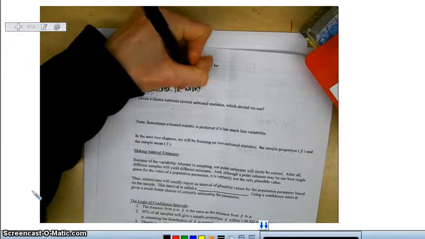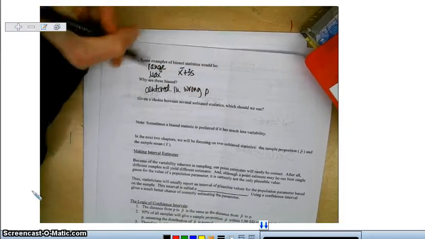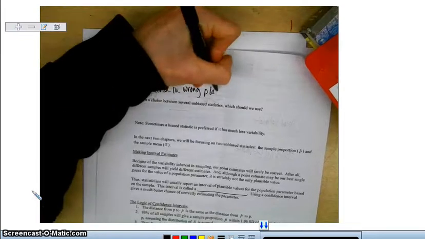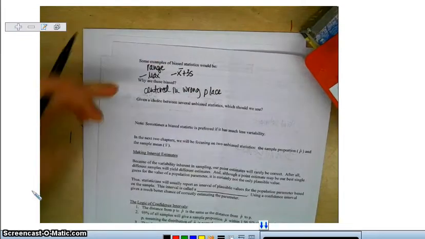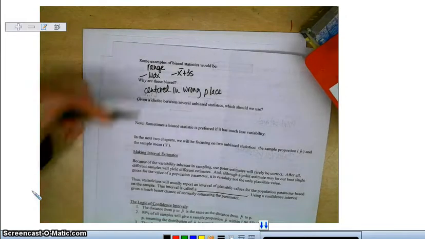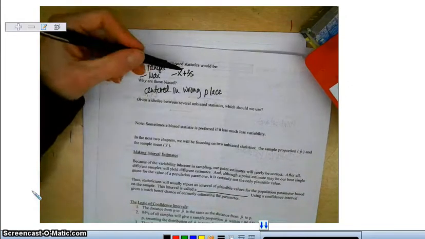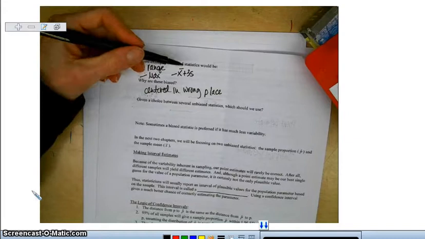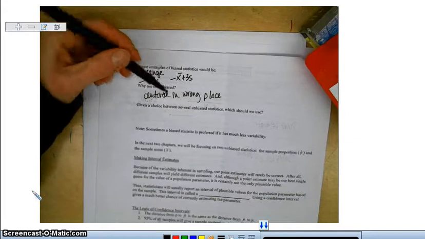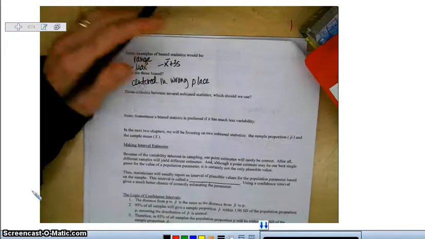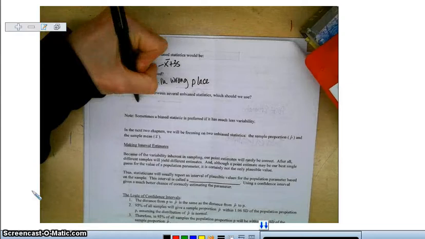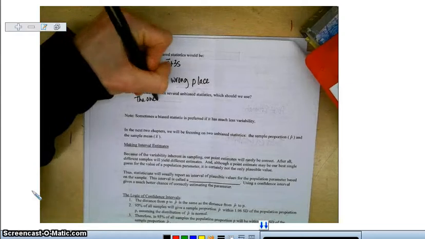And it should be obvious why the range, or especially the max and the mean plus 3 standard deviations, is centered in the wrong place. You want it centered at the mean. The mean plus 3 standard deviations is always going to be high. All right, so given a choice between several unbiased statistics, which should we use? The one with least variability.